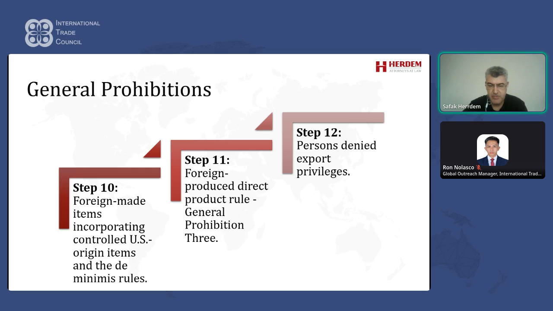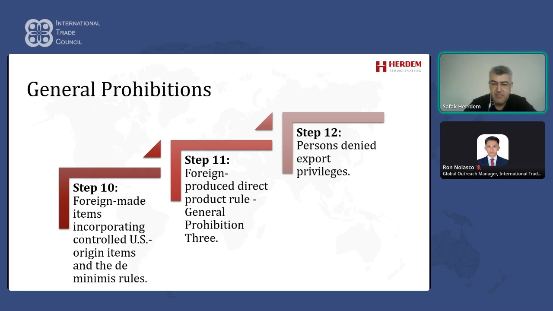For some countries, it's 10%. Step 11 is the foreign produced direct product rules, under General Provision 3. These are foreign produced items located outside the US that are the direct product of technology or software subject to the ER, or produced by a plant or major component of a plant located outside the United States that's a direct product of US origin technology or software subject to the ER. Whether they are made in the United States or a foreign country, they may be subject to the ER if they meet the conditions of General Provision 3.